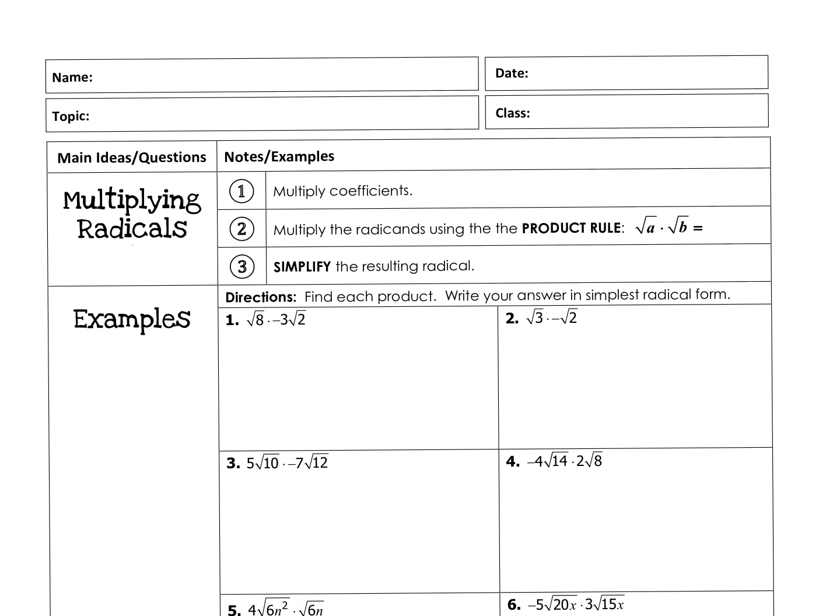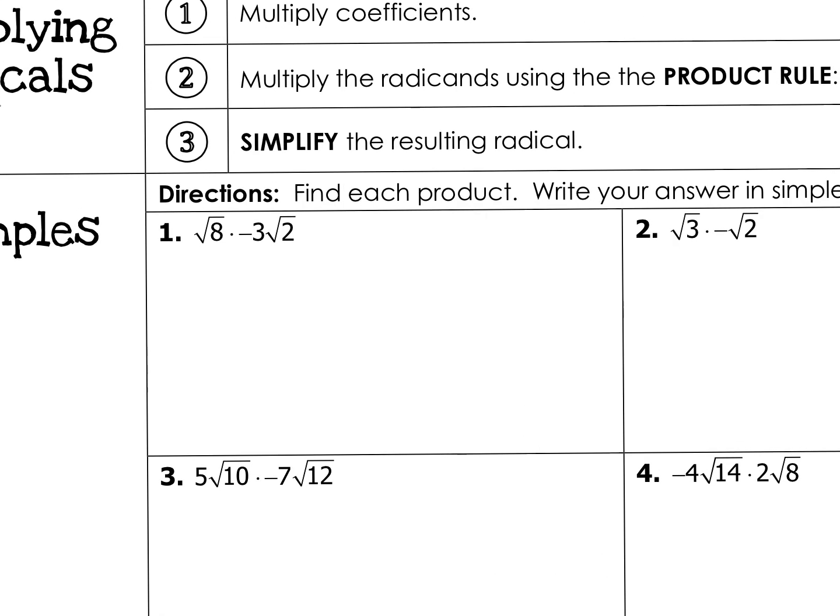Alright class, today I will show you how to multiply radicals. The two parts of a radical are the coefficient, the number in front of the radical, and the radicand, the number inside the radical. So you multiply the coefficients first, and then you multiply the radicands, and then you simplify your result. Okay, so let's practice some of these.